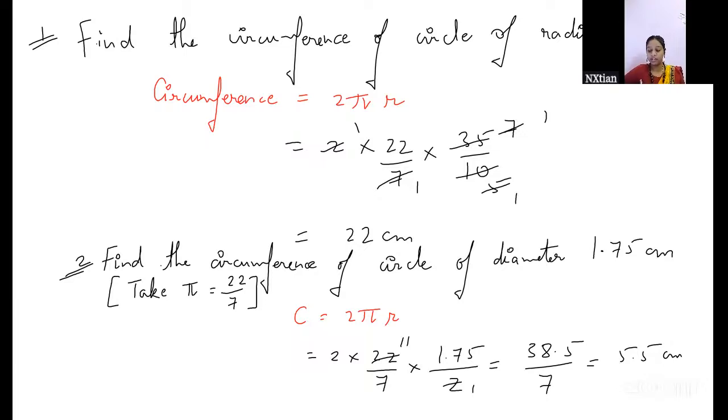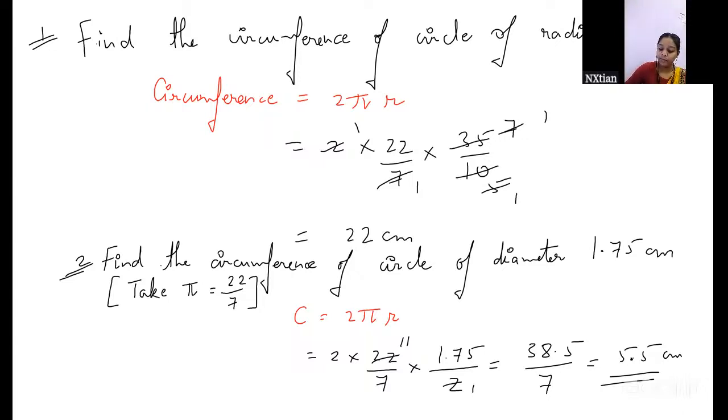I put 2 into the value of pi, 22 by 7, into diameter upon 2, that is 1.75 divided by 2. Then I cancelled whatever was cancelling, 2 and 22. Then I multiplied the rest. I had 38.5 divided by 7. Then you divide 38.5 by 7 and we get the answer, that is 5.5 centimeter. So this is how you can do it when you are given the diameter. But how did you get 1.75 by 2?